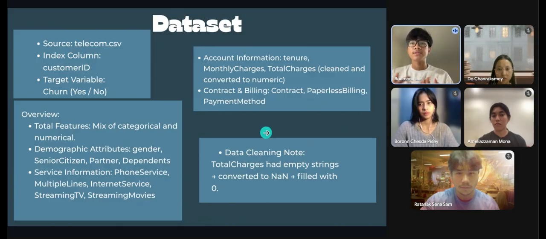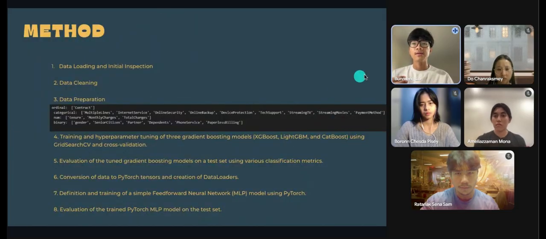So during the pre-processing, we found that the total charges column had some blank strings, which we converted to missing values and then filled with zero. So overall, the dataset is quite rich and provides a solid foundation for training machine learning models to predict churn.